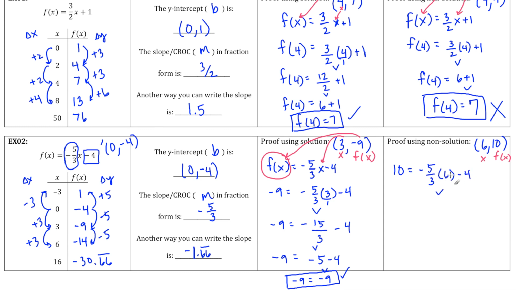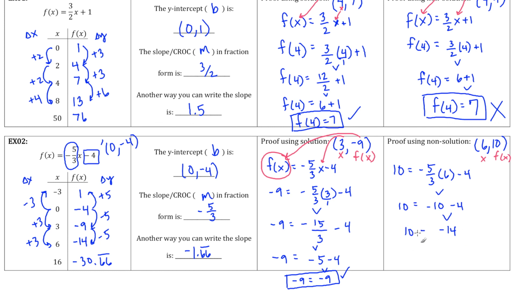So I know that, here's another shortcut, 6 divided by 3 is 2. 2 times 5 is 10. So negative times positive is a negative. If you need to show the work for that, you're fine in showing the work, because 5 times 6 is 30. And then you'll divide it by 3, which is 10. So negative 10. Negative 10 minus 4 is negative 14. And 10 does not equal negative 14.